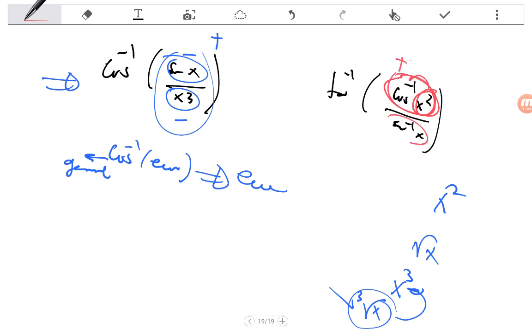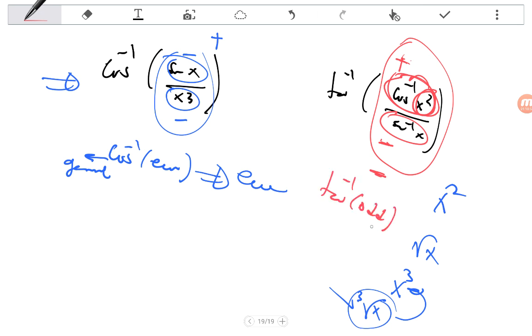So this is even. Sine inverse x is odd. Even over odd will be odd. So I have here tan inverse of odd. Whenever the inside function is odd, the result is as the outer function. What is the outer function here? Tan inverse, it is odd too. So the whole result will be odd.